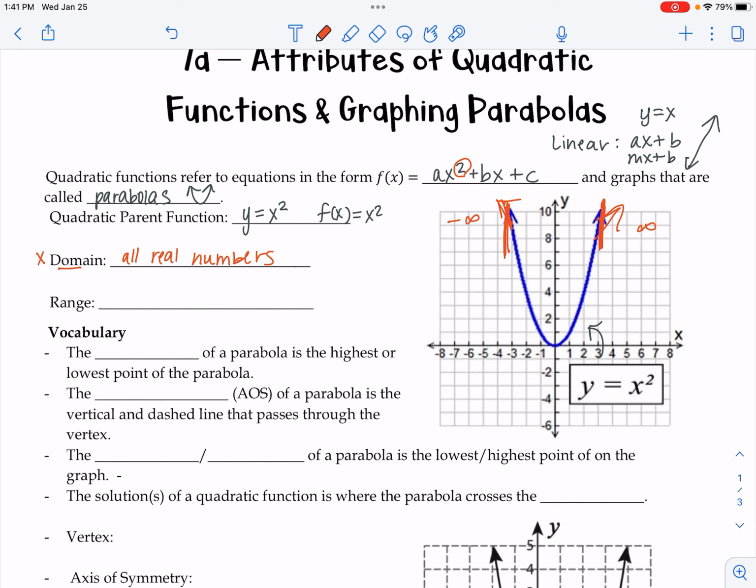Your range is harder. Okay, the range is the bottom and top of the box. And so for the parent function, it has a bottom of the box at y equals 0, but there is no top. These arrows would bust right through it. And so because the function is above the 0 line, we're going to say y is greater than or equal to 0. And so anytime you have a parabola opening up, it's going to be y is greater than or equal to this bottom number. Whereas if it's opening down, it's going to be y is less than or equal to.